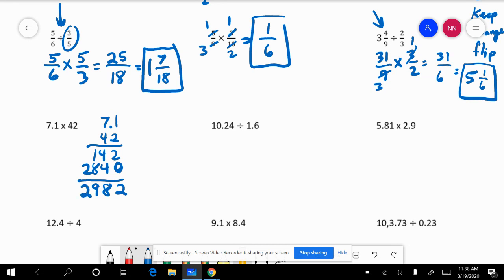Now this is where it's a little tricky because we have to count the decimal places. This is 1 decimal place. This is none. So since this one has 1 and that one has none, we have a total of 1 decimal place. We always start at the end and move it 1 spot. So that means our final answer is 298.2.